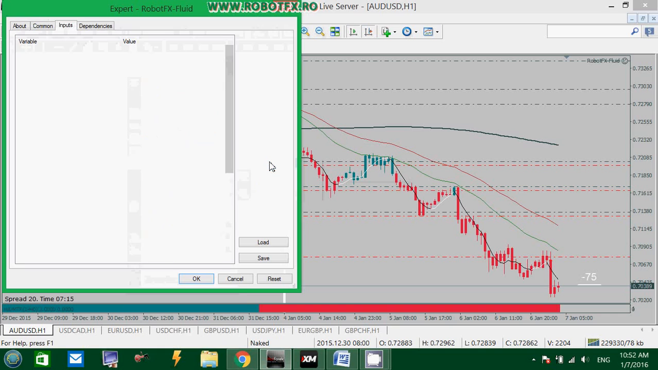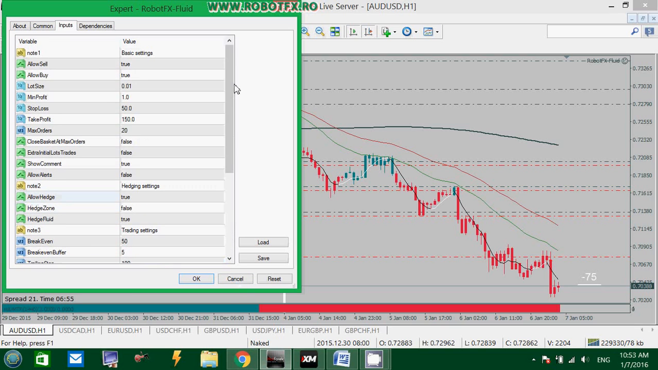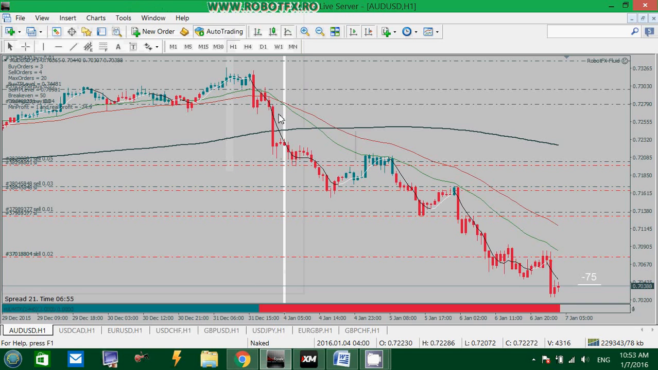And by the way, these are settings you can change. All this you can change. You can completely deactivate the trend. You can change the slow moving average. You can change the fast moving average to match your chart and your time frame. So the expert advisor started to open hedging trades, opposite trades of a much higher lot size.